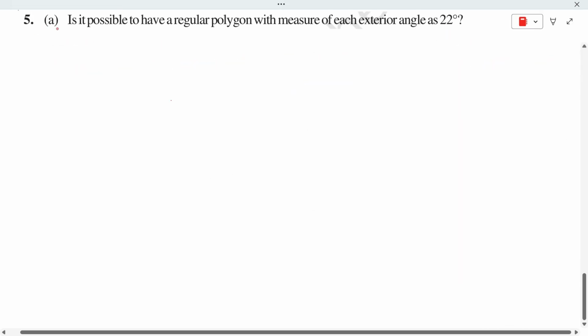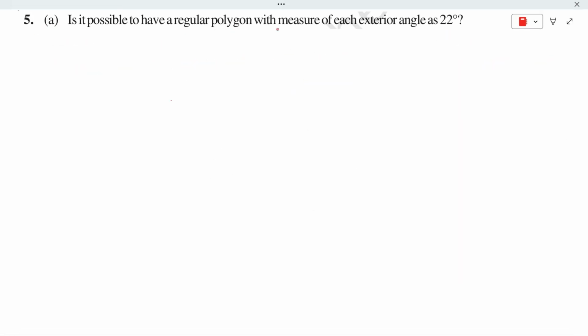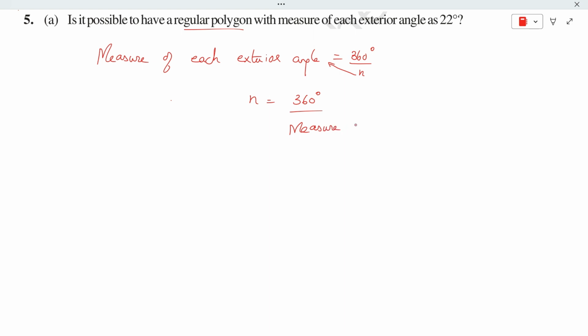Now, question number 5a. Is it possible to have a regular polygon with the measure of each exterior angle as 22 degree? So what is given? Measure of each exterior angle is given, right? And we know the formula to find the number of sides. So what is the formula? Measure of each exterior angle is equal to 360 degree by n. In order to find n, take this to the other side and bring measure of each exterior angle to the denominator, that is cross multiplication. So it will be 360 degree by measure of each exterior angle. So now tell me, substitute the value.